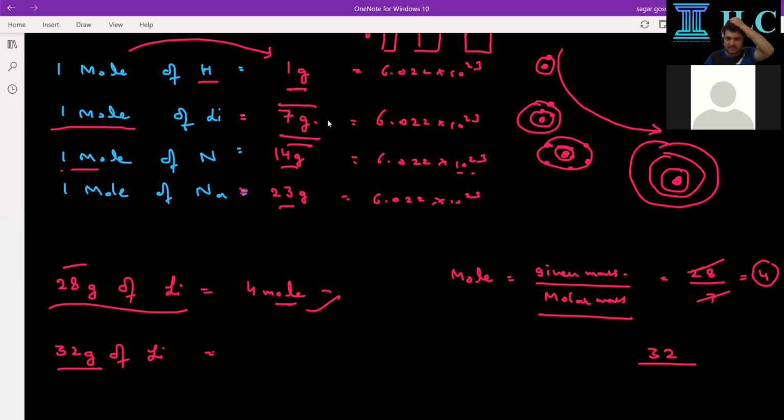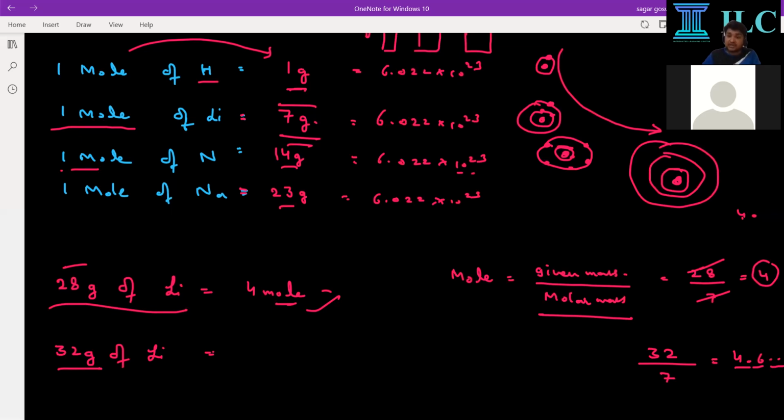And what is the molar mass? Again 7. So now you have to divide it. So how much will you get? 7 fours are 28, so 4 point, and then 4 is coming. So it is 4.6 something, right? Okay, so this is how we can find out. So how many moles are there in 32 gram of lithium? You will say 4.6.